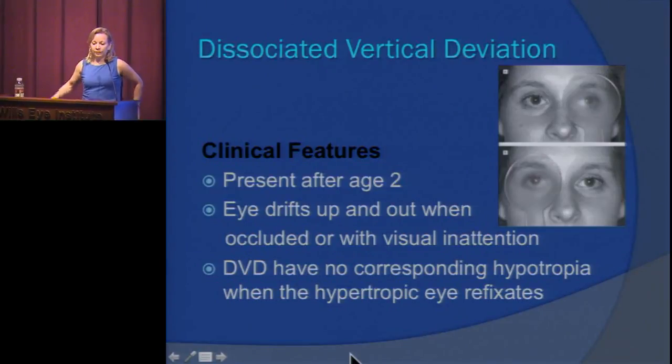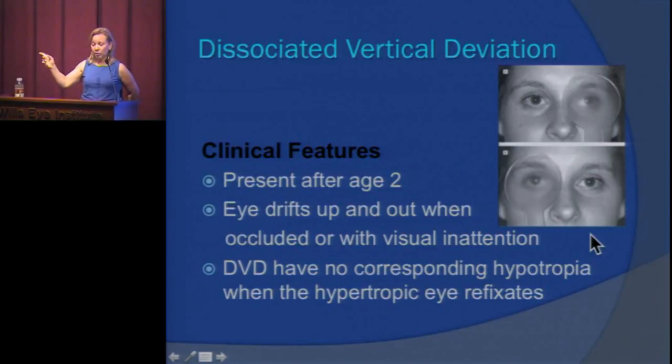The clinical features of the DVDs are that they present after age 2. And you can see clearly here, the eye drifts up and out when occluded or with visual inattention. So under the filter occluder here, you can see the eye drifting up and out. Almost looks like an exotropia, but there's a vertical component in there as well, and you can see it here as well. So be sure not to mistake those as exotropias. Okay?